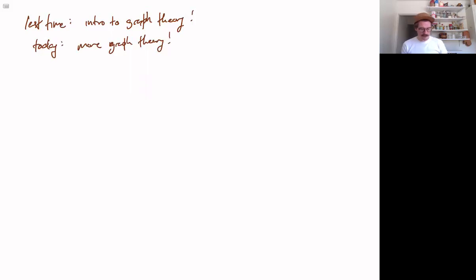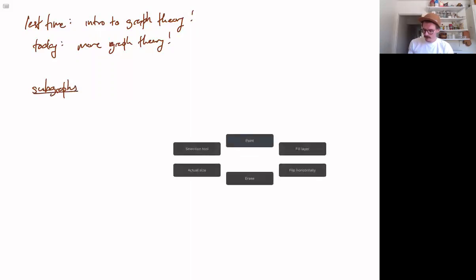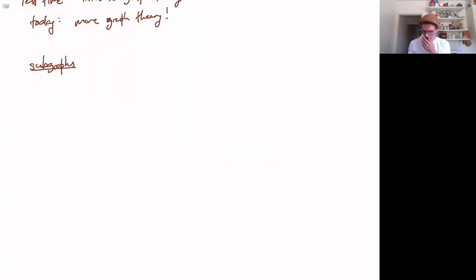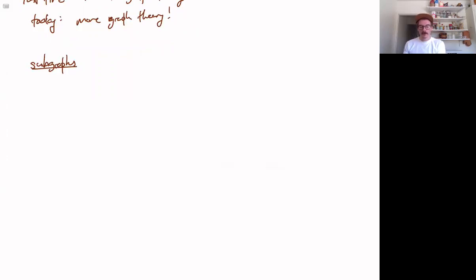So in particular, we'll be talking about a few ways of modifying graphs, and then talking about isomorphisms of graphs. So let's start off with talking about subgraphs. So what is a subgraph?